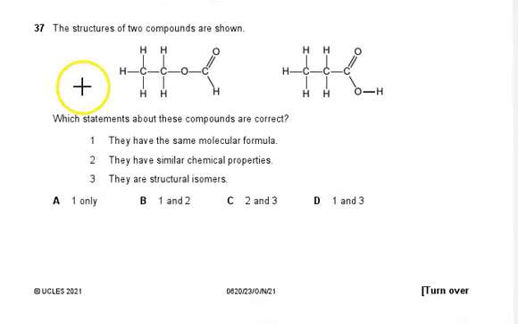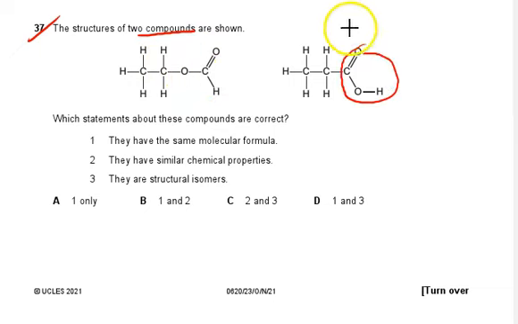Okay, number 37 here. The structure of two compounds are shown. Okay, we have here two compounds. This is an acid. This is a propanoic acid. Propanoic acid. Which statement about this compound are correct?